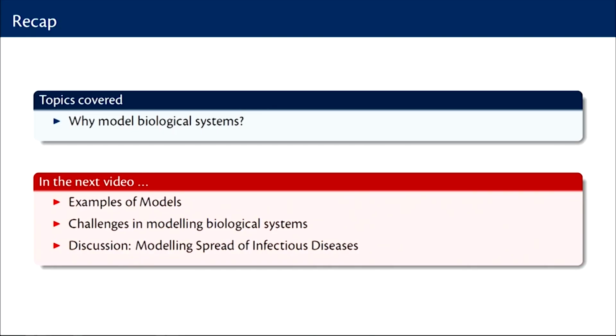So, in this video we have seen what the motivation is for modeling biological systems. In the next video we will start with some simple example models, look at some of the major challenges in modeling biological systems, and have some discussion about modeling the spread of infectious diseases, which is a motivating example for modeling a biological system.